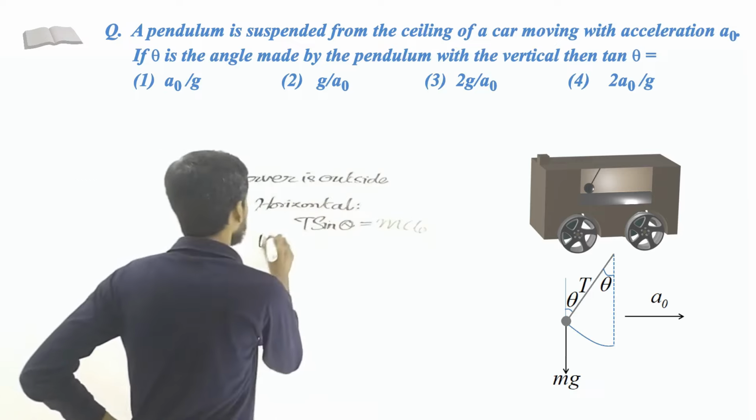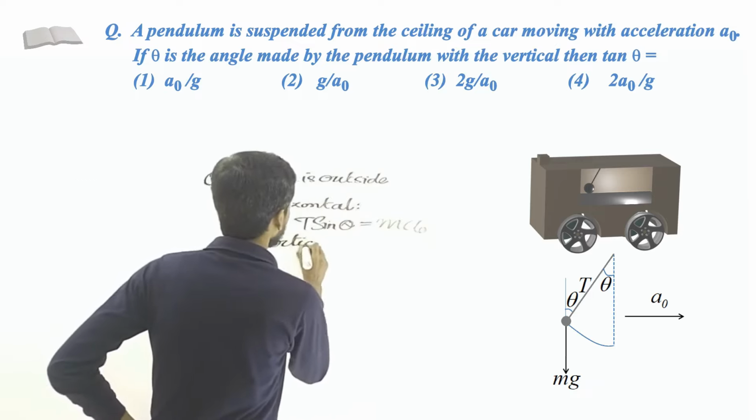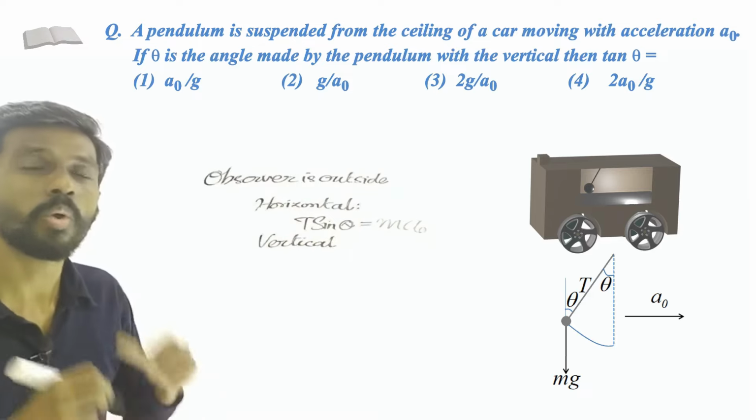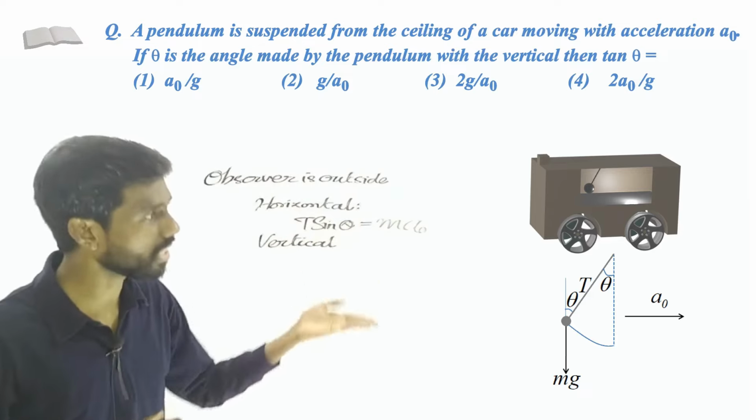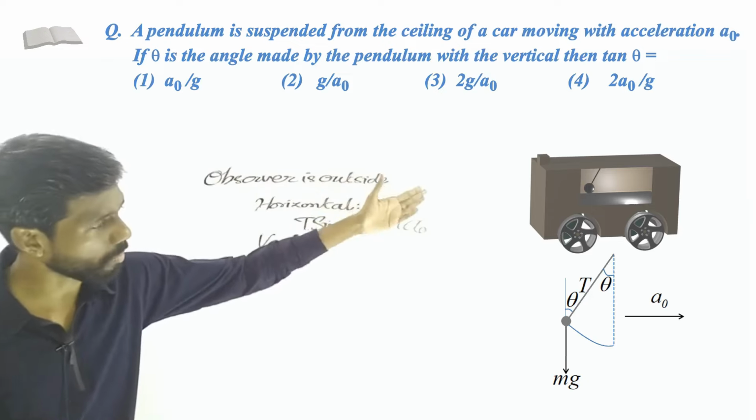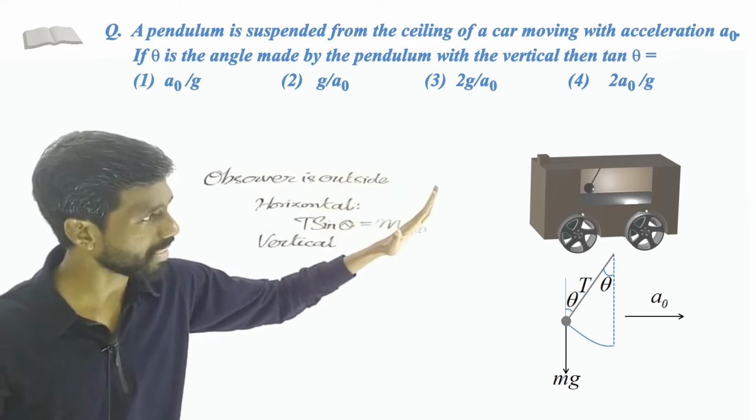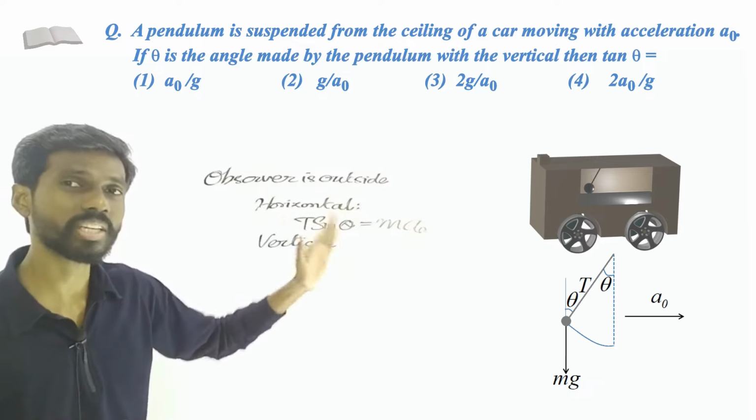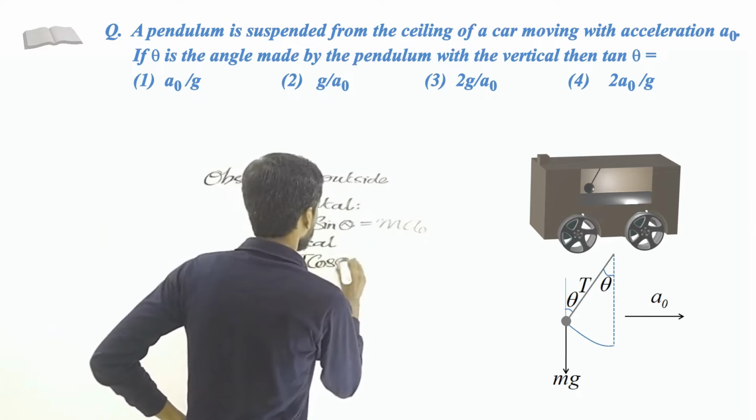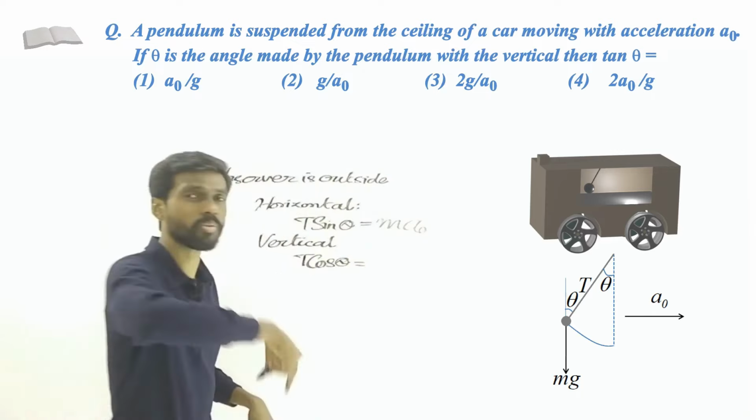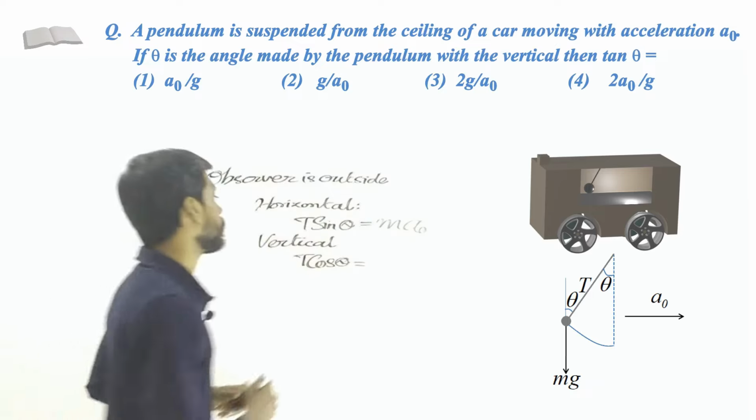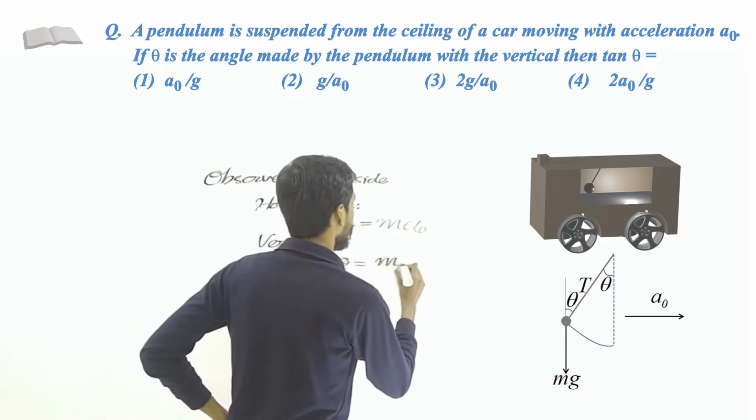Now we'll also consider the vertical motion. There is no motion in the vertical direction, so the total force must be 0. The forces are the component of tension in the upward direction and the weight downward. The component is with the same angle theta, so T cos theta in the upward direction. That must be equal to the downward weight force, mg. So T cos theta equals m multiplied by g.